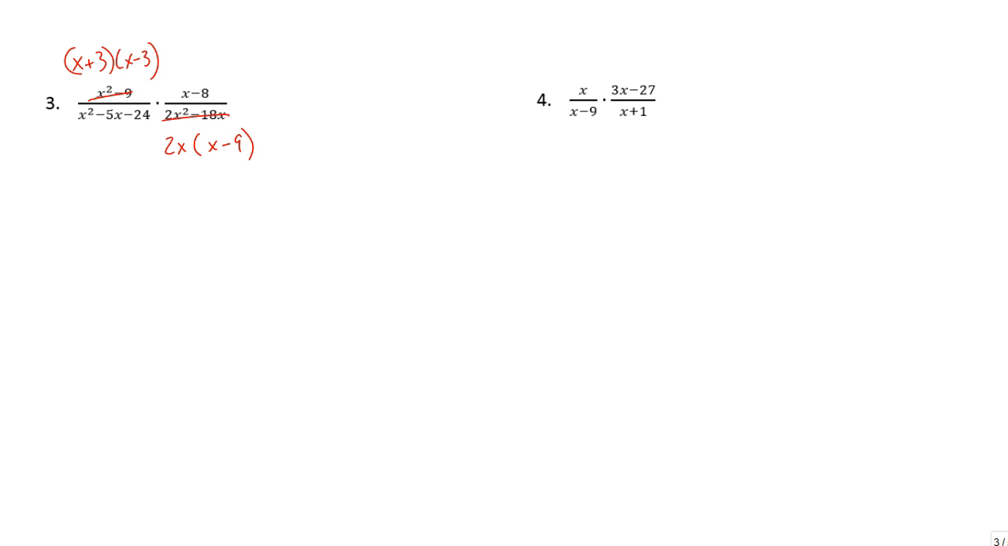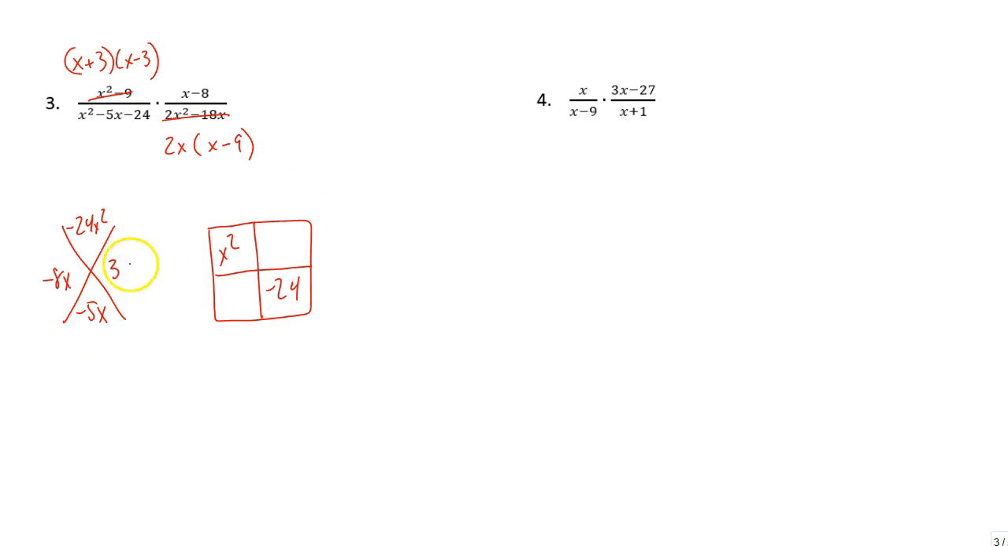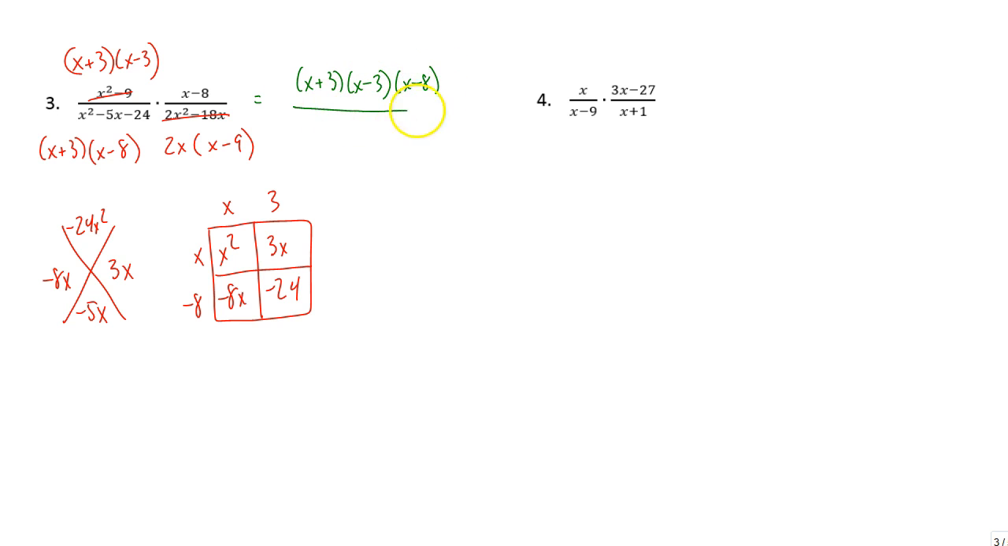Now the other one, you need to use the Xbox method. So I will speed up the video like I did in the previous one. Okay, so you should factor that down to be x plus 3 times x minus 8. So let's look at what we have here. In the numerator, we have x plus 3 times x minus 3 times x minus 8. In the denominator, we would have the 2x. Again, these could be in any order. Then we would have x plus 3 times x minus 8.